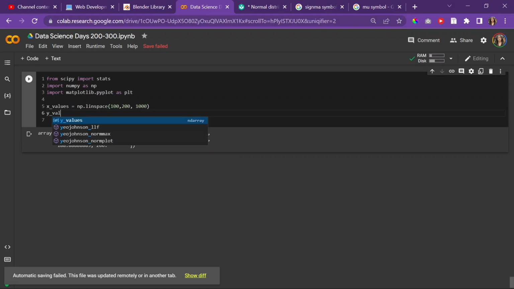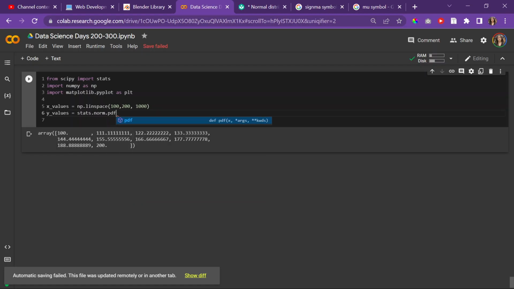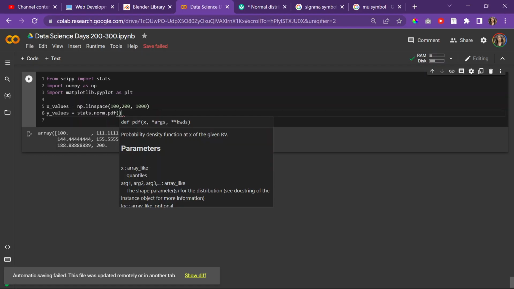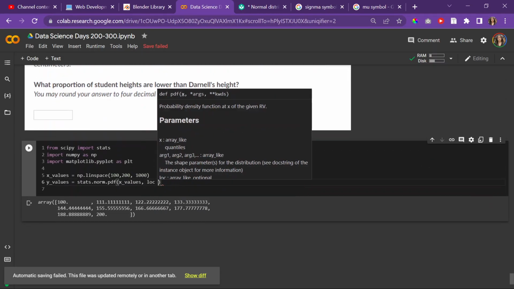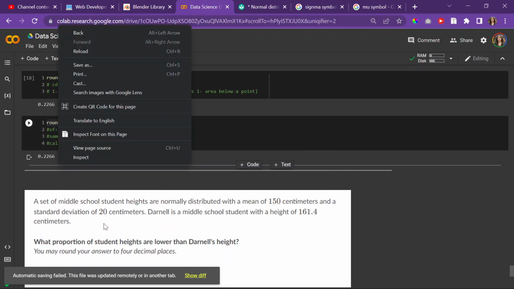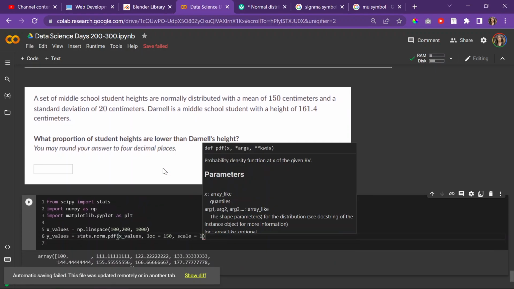Our y values are actually going to be equal to stats.norm. So we're using norm, which is a function from the stats library, and we're going to do norm.pdf because we're trying to calculate the probability density of each of these x values, but we want to do it with respect to the mean and the standard deviation that they have. So the mean in this case is loc. Loc stands for mean, and the mean is 150 centimeters. And then scale stands for standard deviation, which is 20.